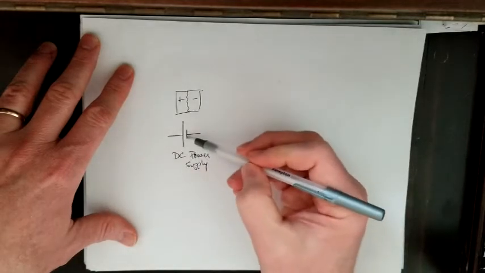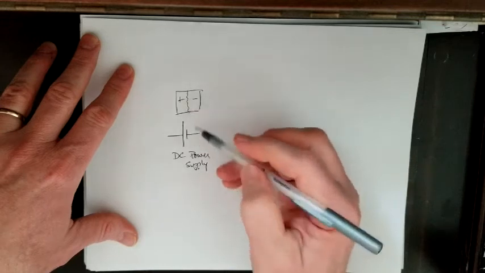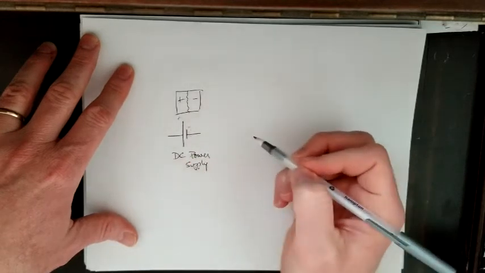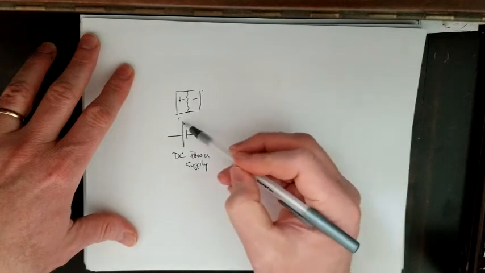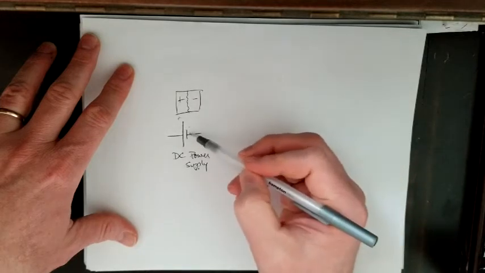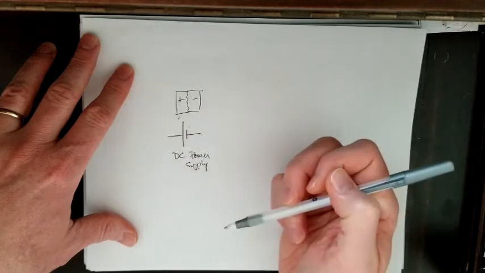You have two sides. One side's bigger than the other. The big side is the positive side, and the small side is the negative side. The memory trick that you might want to keep in mind is that the plus sign takes twice as much ink as the minus sign, and so the one that takes twice as much ink is the positive side.